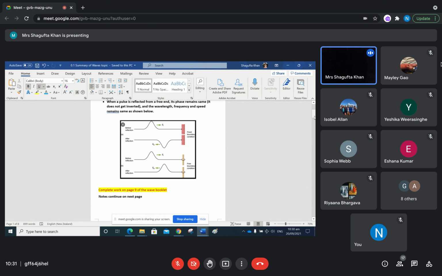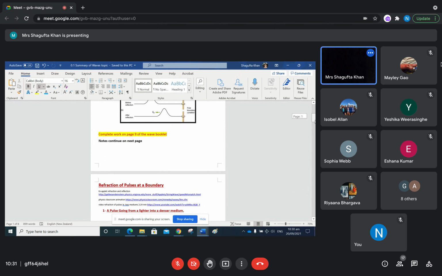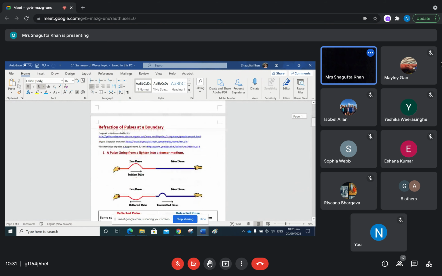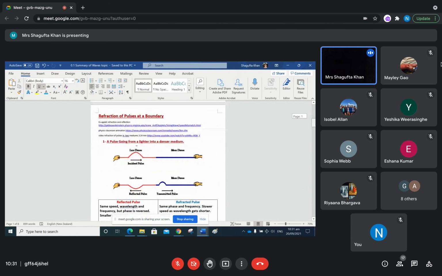Remember, a pulse is a small part of a wave. A complete wave will be a crest and a trough, but the rule is still the same. Now, have a look over here. Now, this is the refraction of pulses.